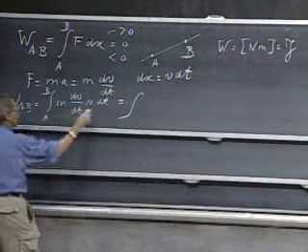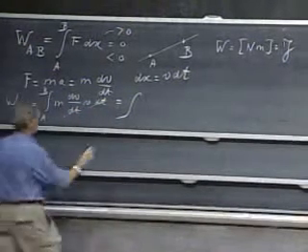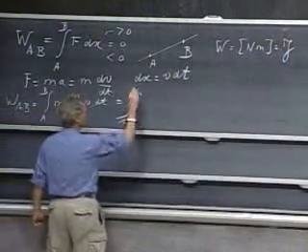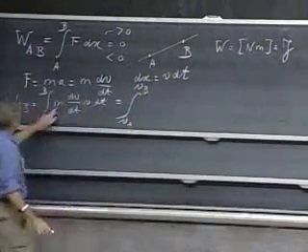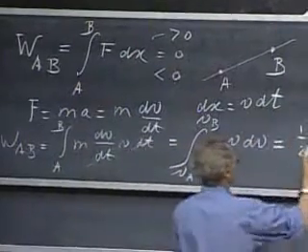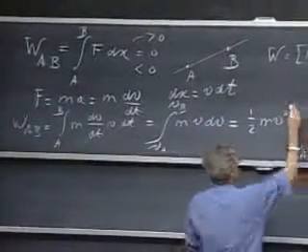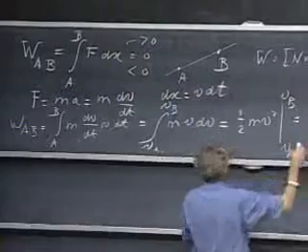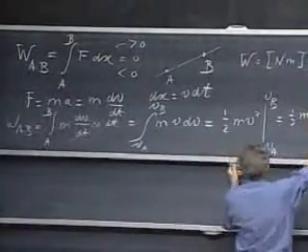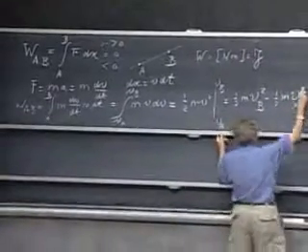I can eliminate time, and I can now go to an integral over velocity, from the velocity VA to the velocity VB, and I get m times v times dv. That's a very easy integral. That is 1/2 m v squared, which I have to evaluate between VA and VB, and that is 1/2 m VB squared minus 1/2 m VA squared.